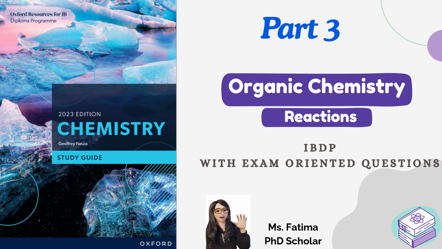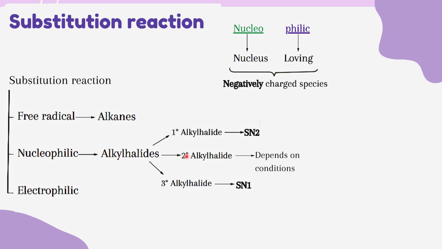In this session we will discuss the second type of substitution reaction. So let's get started. In the previous session we discussed the free radical substitution reaction that occurs in the case of alkanes. In today's session we will discuss the nucleophilic substitution reaction that occurs in the case of alkyl halides.